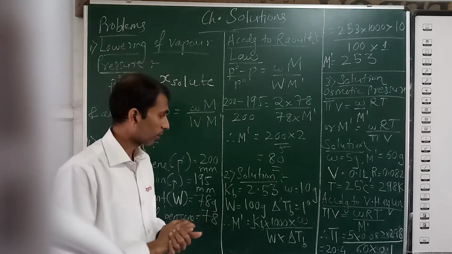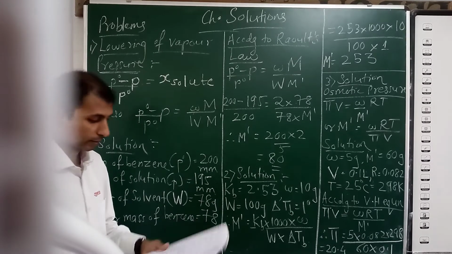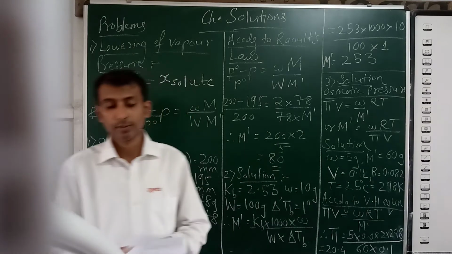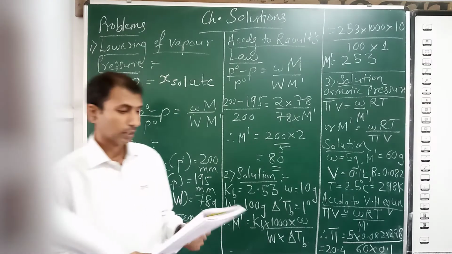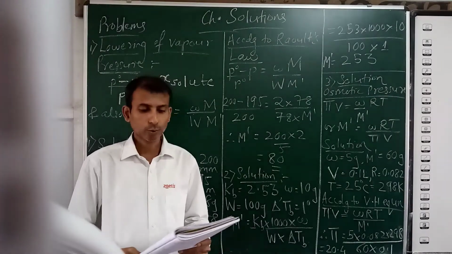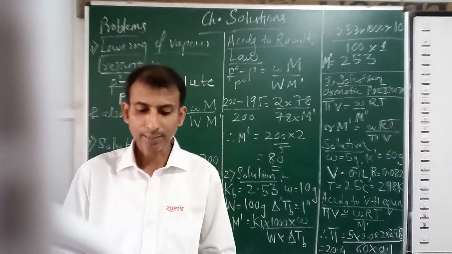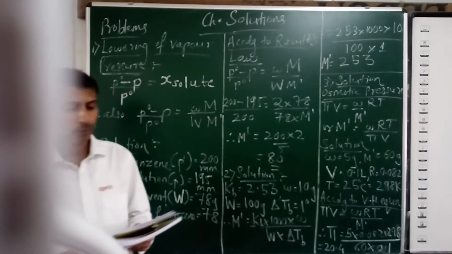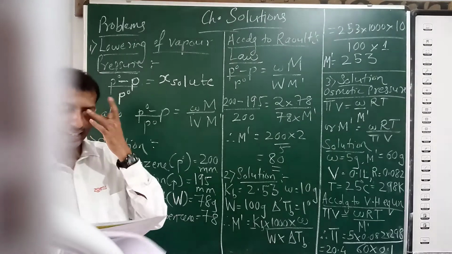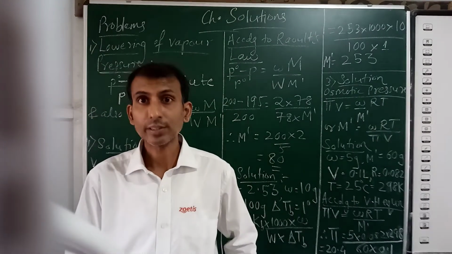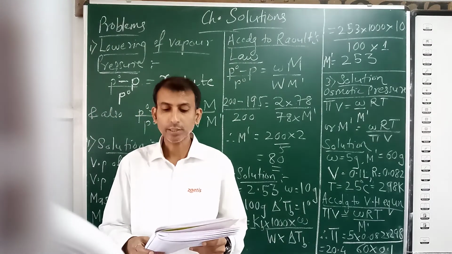Now we have the second numerical based on the second colligative property, that is elevation of boiling point. This is a question given in the notes. 10 grams of a non-volatile solute when dissolved in 100 grams of benzene raise its boiling point by 1 degree centigrade. What is the molar mass of solute? And in brackets they have given Kb, molar elevation constant, ebullioscopic constant Kb 2.53.